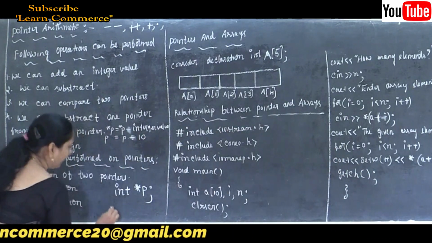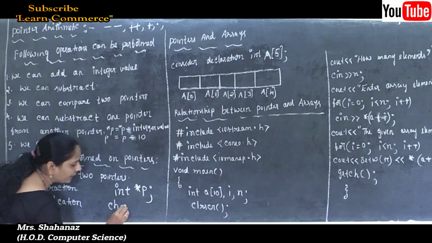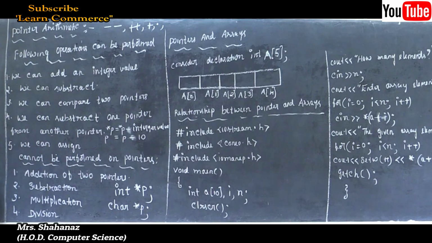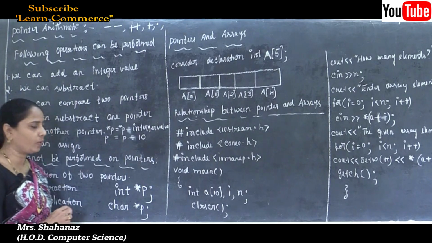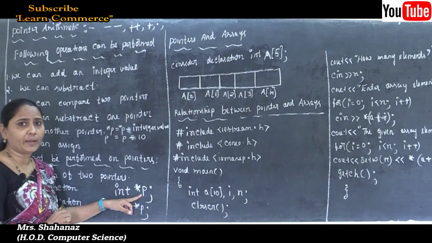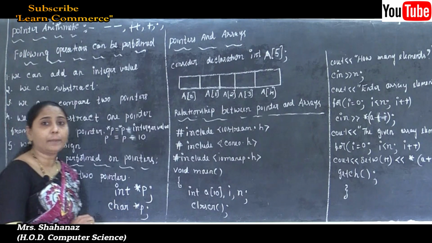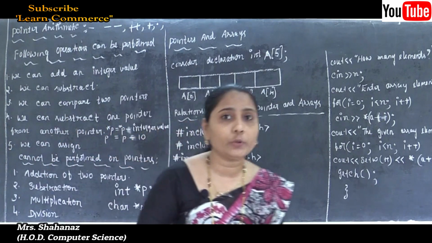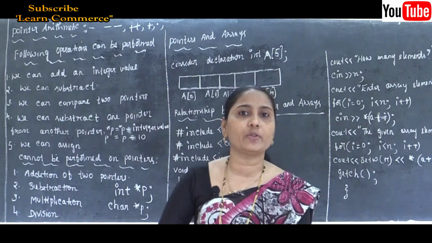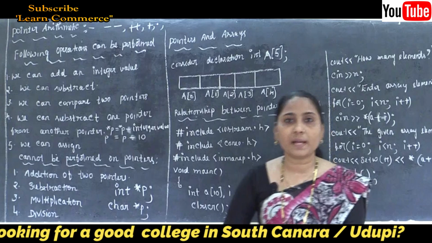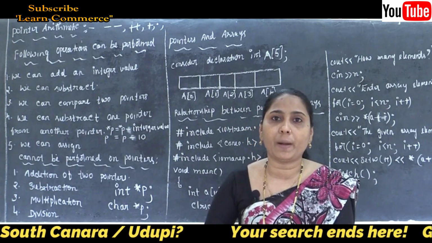Or maybe the second example: is char pointer p equal to int pointer p? No. Why? Because the first one I declared by using the data type int, and the second one I declared by using the data type char. If you declare a variable with the data type char, then p++ will increment p by 1 byte.